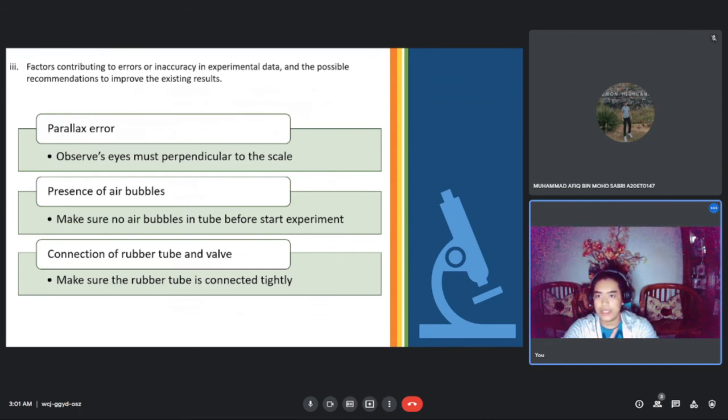The third question is factors contributing to errors and inaccuracy in experimental data and the possible recommendations to improve the existing results. The first error is parallax error, and the recommendation is that the observer's eye must be perpendicular to the scale. The second is presence of air bubbles. Make sure there are no air bubbles in the tube before starting the experiment. And the last is the connection of the rubber tube and valve. Make sure the rubber tube is connected tightly.